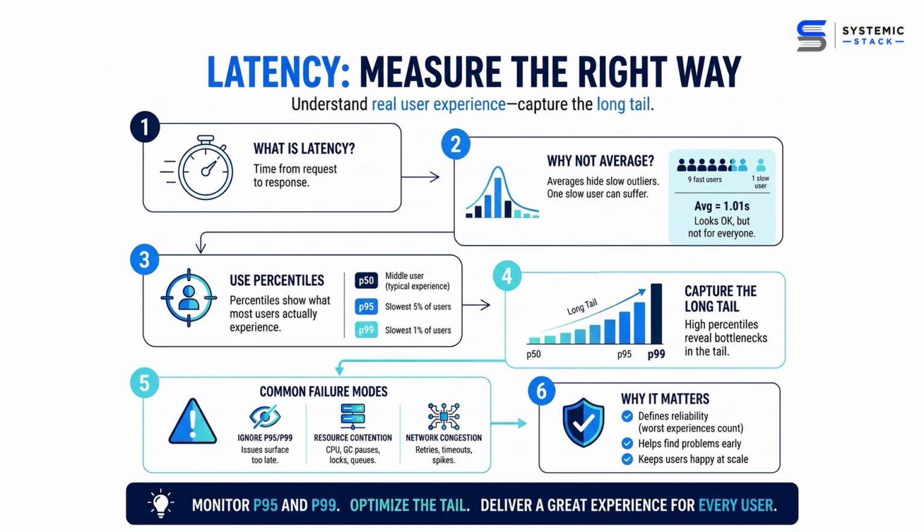That's why we use percentiles like P95 or P99. This tells us the experience of the slowest 5% or 1% of users. What matters here is that it captures the long tail where the real system bottlenecks live. A failure mode here is ignoring the P99s until they start dragging down your overall metrics. High percentile latency usually points to resource contention, garbage collection pauses, or network congestion. When you explain this in an interview, you're signaling that you understand the reality of distributed systems, where the worst-case scenario is what actually defines your system's perceived reliability.